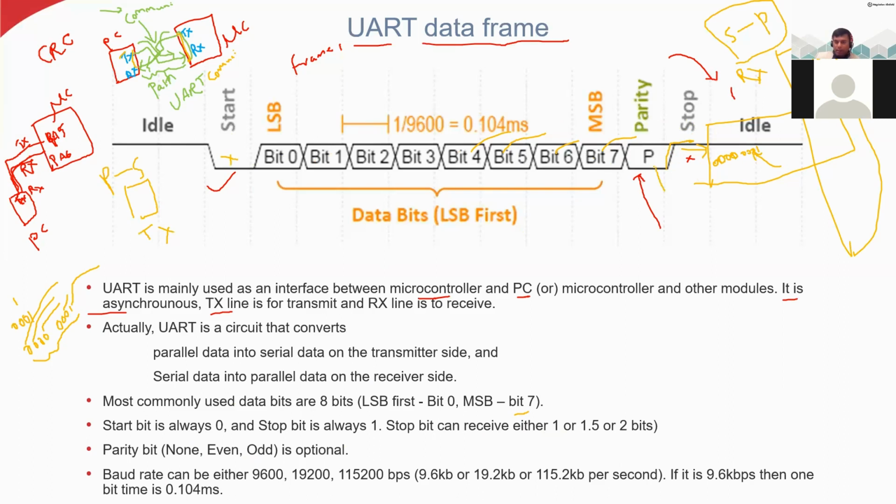The parity bit will indicate, for example, now I am sending 0 0 0 0 0 0 0 1. How many ones do I have here? I have only an odd number of ones, so the parity bit will be set to 1. When I receive it on the receiver side, I check this parity bit. Now I have 1 here instead of 0, so I have 2 ones. This is even parity, so we set 0 here.